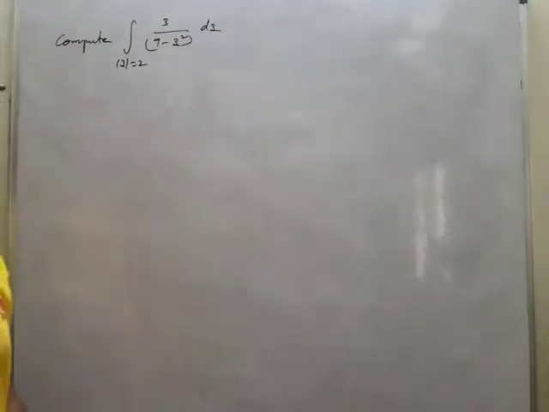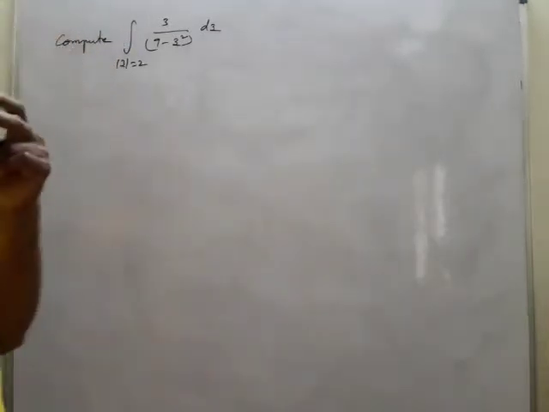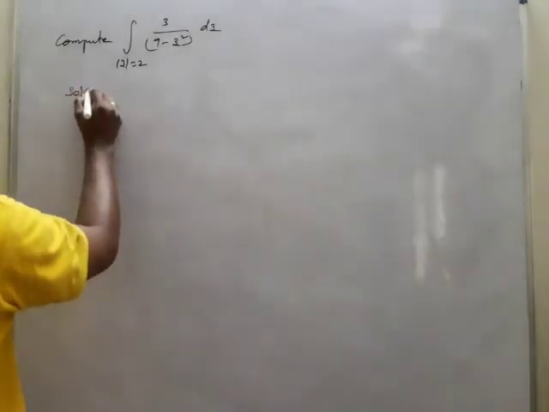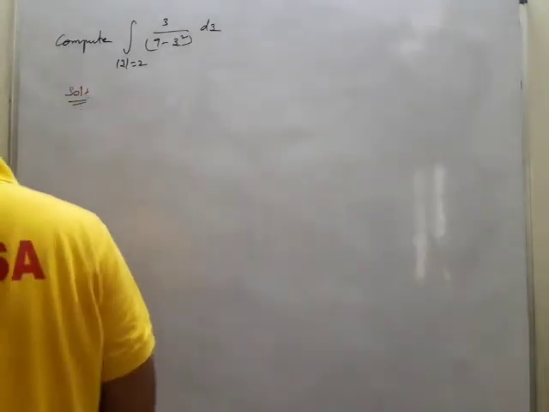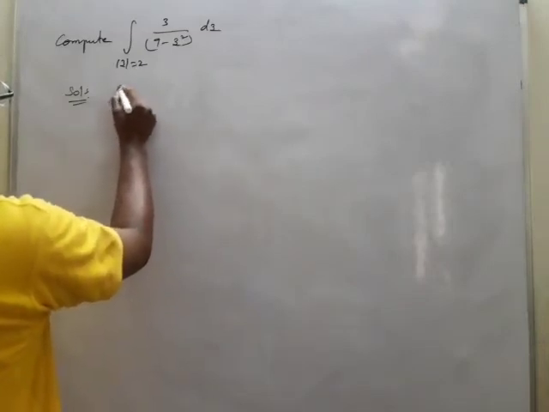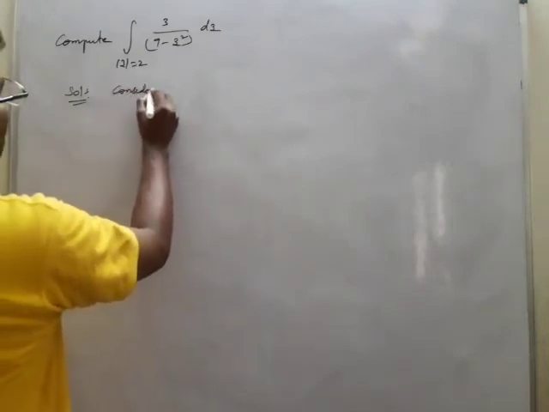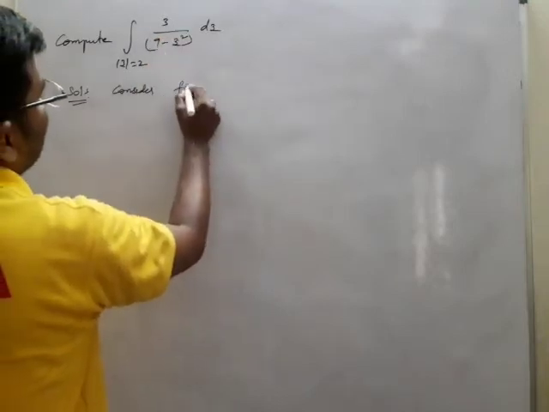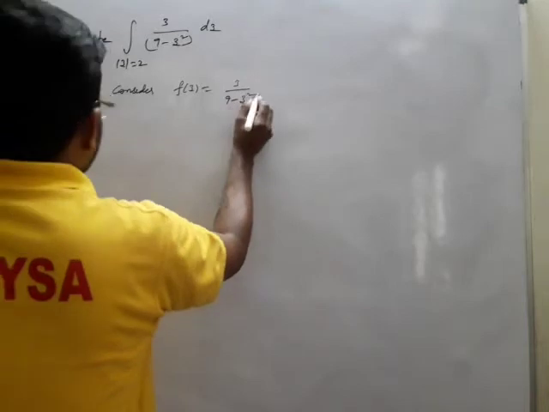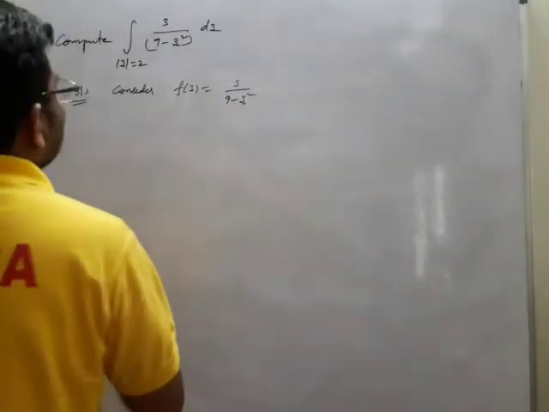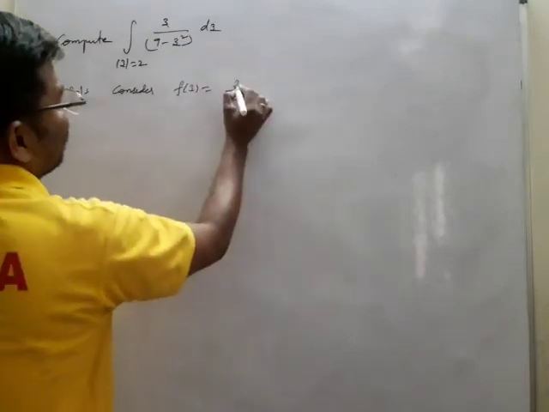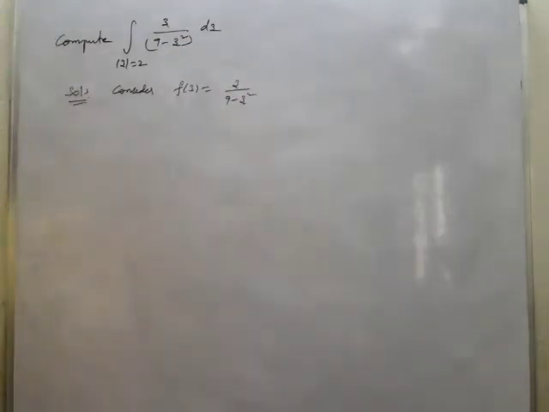Now by using the Cauchy-Goursat theorem, how to solve the problem? This is the problem which is given. So here, consider f of z is equal to z by 9 minus z square. This is not 3, this is z. Z by 9 minus z square.